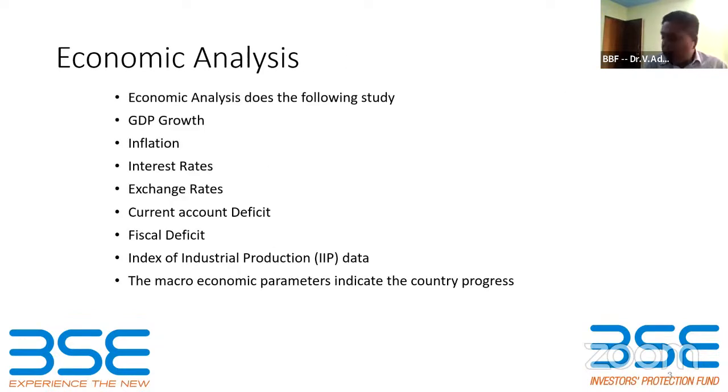Now, these are the important aspects we have to find out. For example, in the case of economic analysis, these are all vital macroeconomic parameters. The logic is that if the economic condition is good, then only capital will come in. And here factors like GDP growth, inflation, interest rate, exchange rate, current account deficit, fiscal deficit, and index of industrial production. See, these are all main macroeconomic variables which are very critical and vital. So this particular angle is very important.